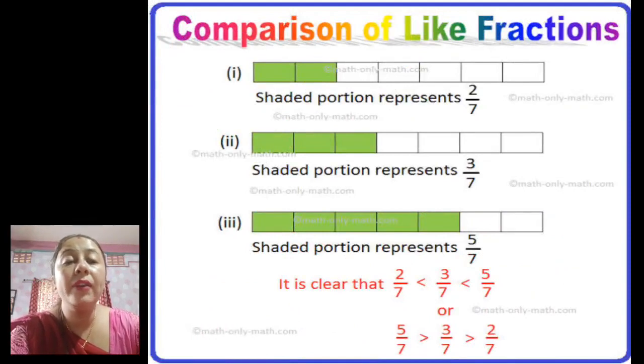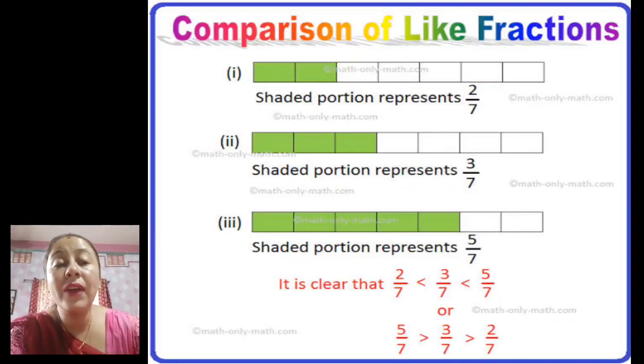Now if you compare like fractions, 2 by 7, 3 by 7, 5 by 7, you may wonder which one is the larger fraction. 2 by 7 means out of 7 parts, only 2 parts are shaded. 3 by 7 means out of 7 parts, 3 parts are shaded. 5 by 7 means out of 7 parts, 5 parts are shaded. So you can clearly see that 2 by 7 is the smallest fraction here. It is smaller than 3 by 7, and 3 by 7 is smaller than 5 by 7. That means 5 by 7 is the largest fraction here.